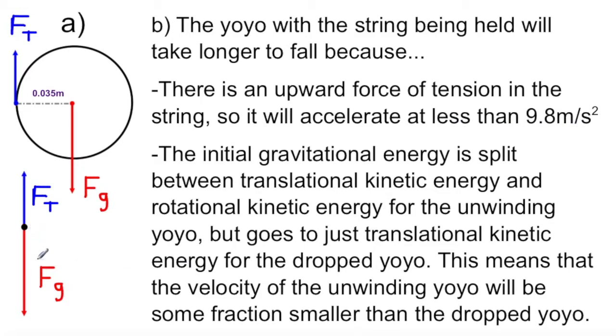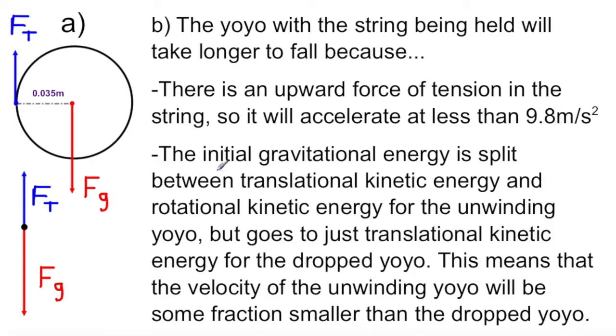You guys know that if gravity is the only force acting on an object, it accelerates at 9.8 meters per second squared downward. So any upward force is going to make the yo-yo with the string being held accelerate at less than 9.8 meters per second squared downward. The yo-yo that's just dropped, of course, is only really going to have gravity acting on it. We can ignore air resistance, and therefore it would accelerate at 9.8 meters per second squared downward.